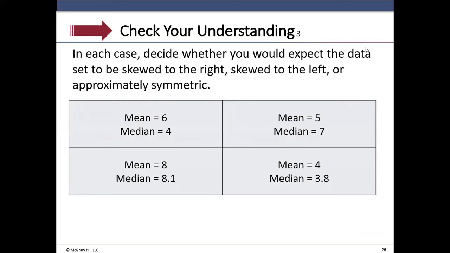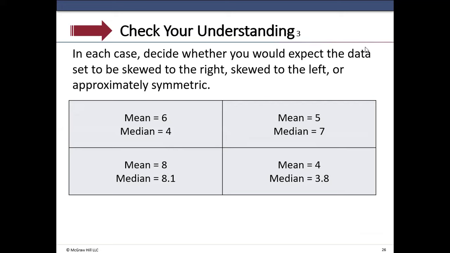In each case, decide whether you would expect the data set to be skewed to the right, skewed to the left, or approximately symmetric. Mean is 6, median is 4, mean is greater than the median, positively skewed or skewed to the right. Second one on the top, mean is 5, median is 7, mean is less than the median, skewed to the left, or negatively skewed.